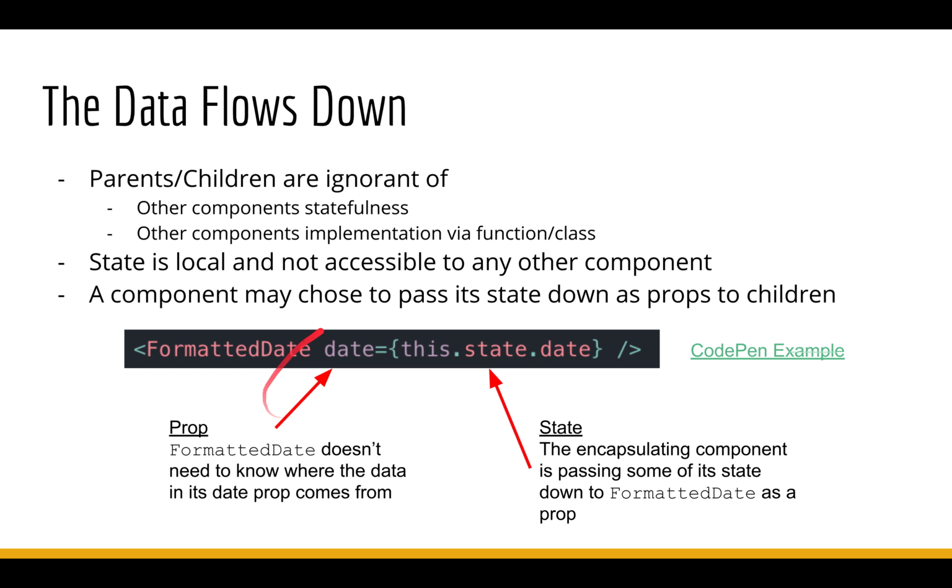So let's break this down here. Date here is the prop from formatted date. This is the prop side of things. And inside of curly brackets, what I'm passing inside is a piece of state of the enclosing component, the parent component. But it's important to realize that formatted date doesn't know that it has a piece of somebody else's state. It just knows that it received some value as a date prop. It doesn't know how that value came to it. It just knows that it has it.